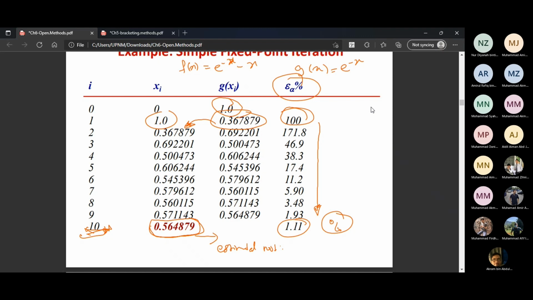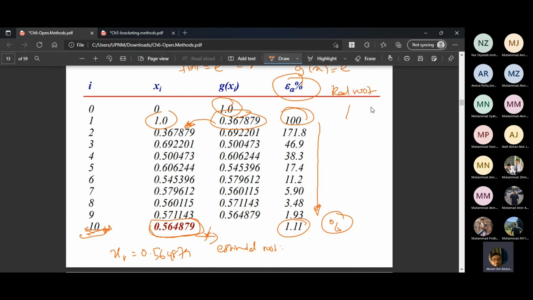All right. So let's say this is our final answer. By using fixed point iteration, after 10 iterations, we can say that our xr is equal to 0.464879. If you can calculate the real root for this equation, then we can find the true error of your answer.